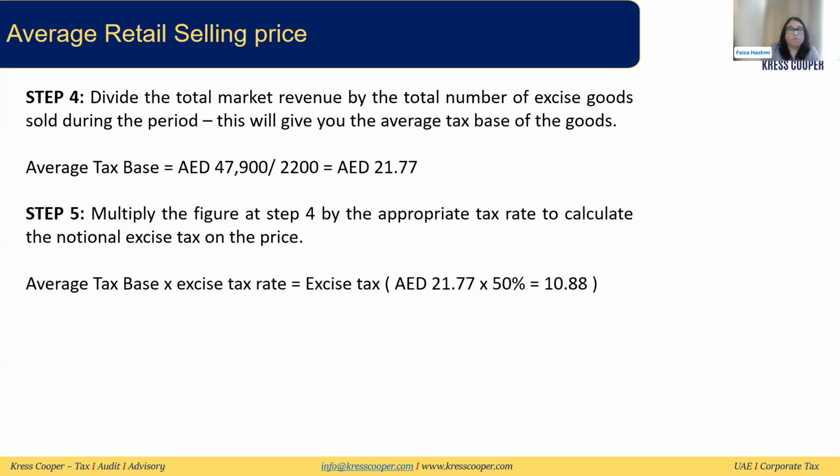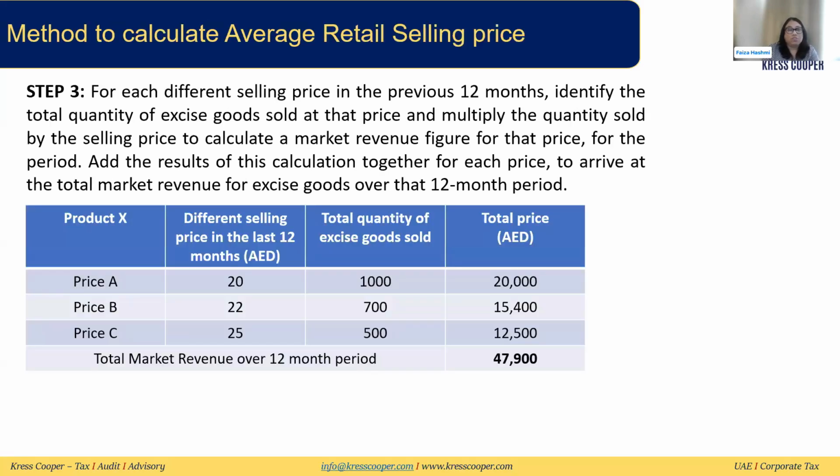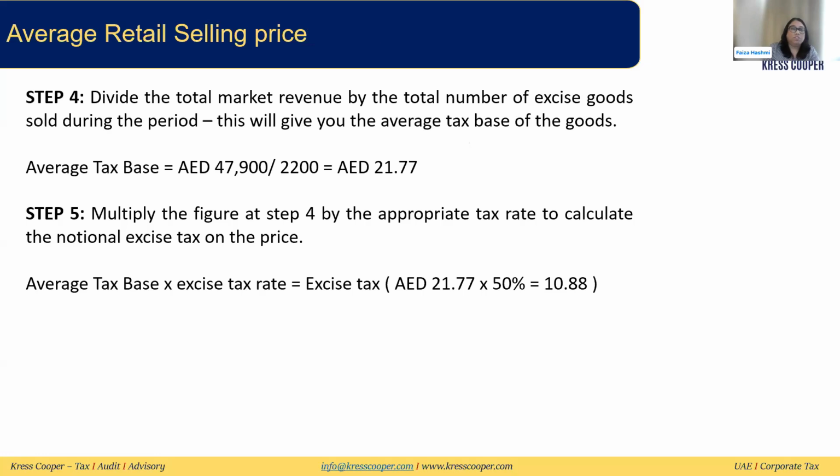Now, moving on to step four, we need to divide this total market revenue by the total number of excise goods sold during the period. In our example, the excise goods sold during the period were 1,000 at 20, 700 at 22, and 500 at 25. If you add them up, it's 2,200. We need to divide the total market revenue, which came out as 47,900, by this total number of products sold, and this will give us the average tax base. So our average tax base in this example comes out to 21.77.